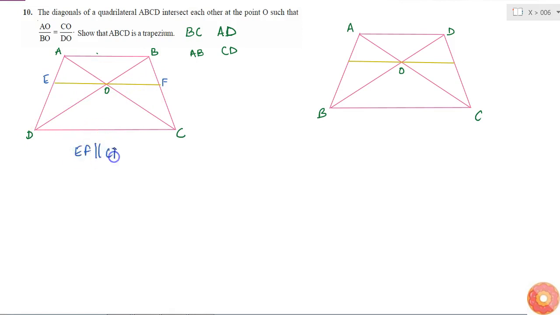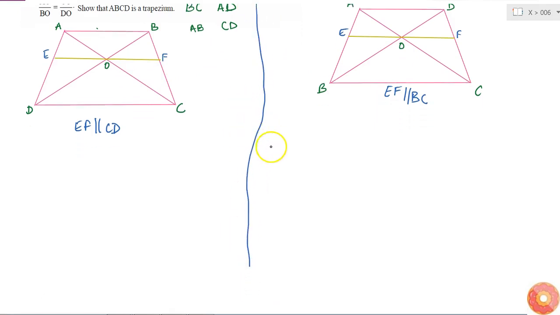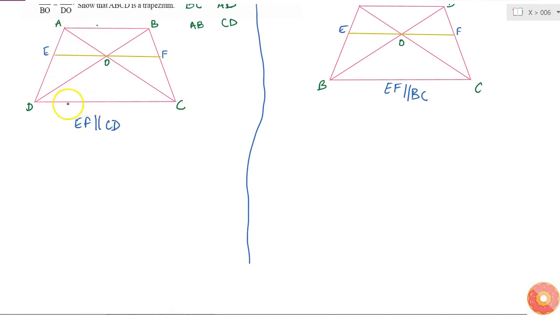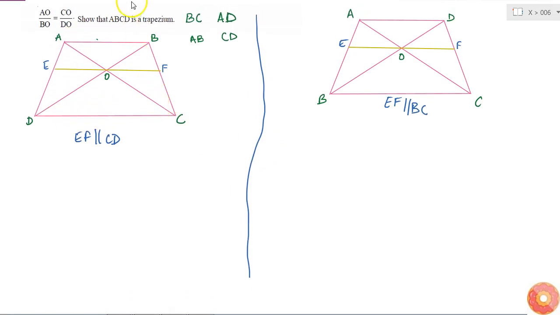EF is parallel to CD, and in this case I constructed EF parallel to BC. Okay, so these are two different cases. I'll try not to confuse them further. So first I'll check whether AB is parallel to CD or not. Now if I consider triangle ACD, in triangle ACD, EO is parallel to CD, right? EO is parallel to CD because that is how I constructed this line EF.